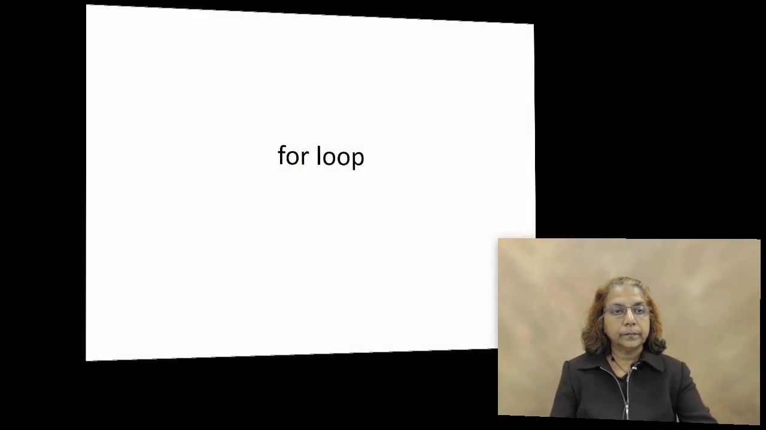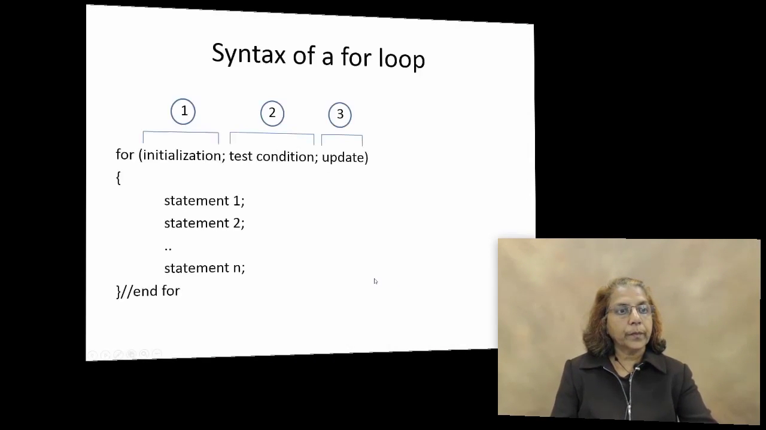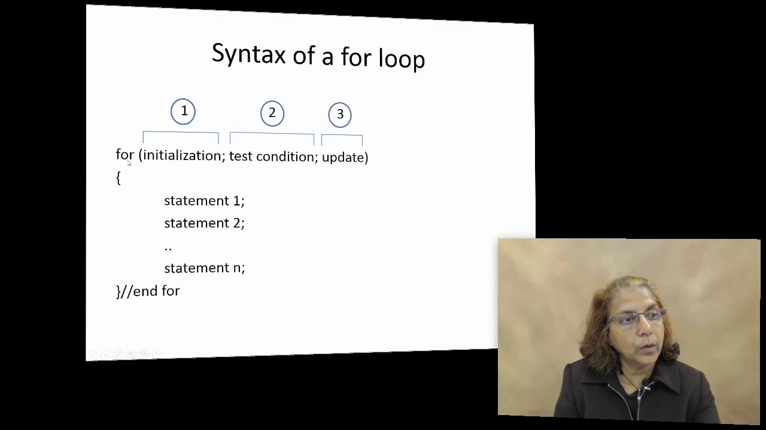In this part, we are going to discuss the for loop. So, this is how we code a for loop. We type for, and inside the parentheses there are three things: initialization, test condition, and update. And they are separated by semicolons.